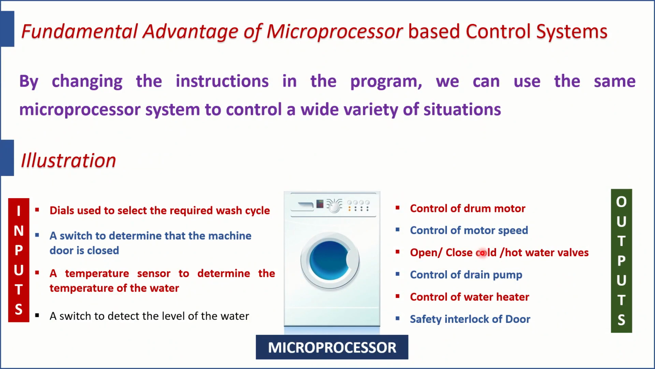Now you see that all these things you can see over here, the control of the drum motor or the motor speed, hot water cold water valve, whatever it is, they are the output controls. They are the output controls. And what are the input controls in order to control these things? You have dials to select the required wash cycle.